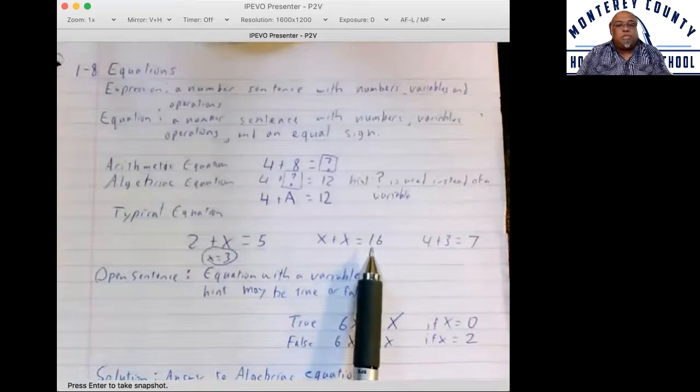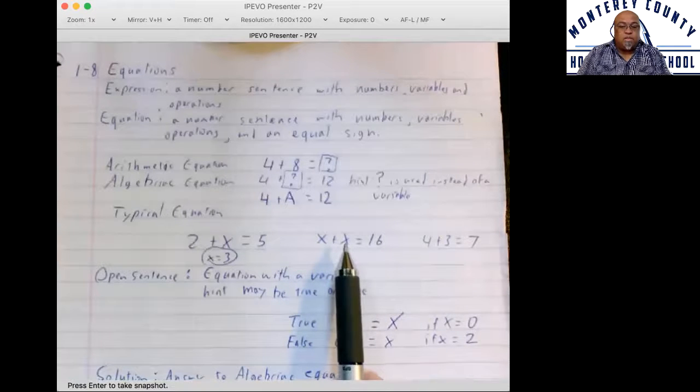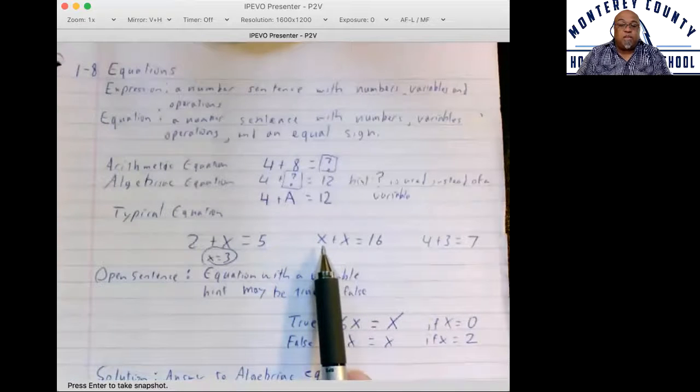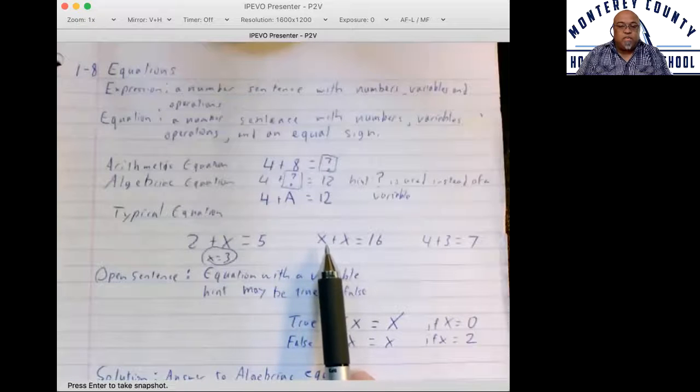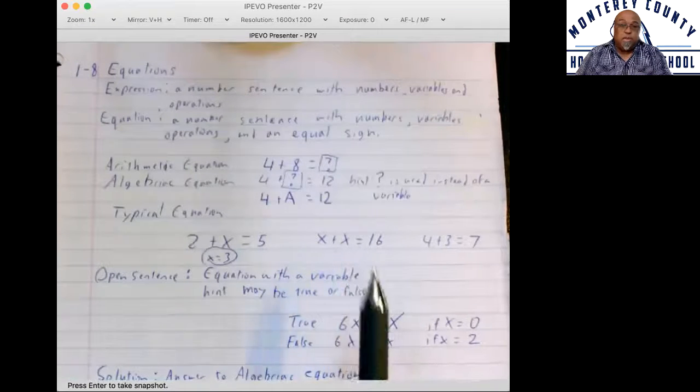In this equation, x plus x equals 16. Now, one thing I know about equations is if a letter occurs in the same equation more than one time, that letter has the same value in that equation. Now, we call it a variable because its value changes. But in the same equation, x here is going to have the same value as x there. Okay? If it was in a different equation, it could have a different value. But within the same equation, x, or whatever letter you use, is always going to have the same value if it's used more than one time. So in this case, x plus x equals 16. Well, what would x have to be? I'll give you a second to figure it out.